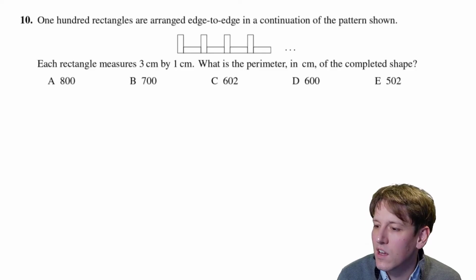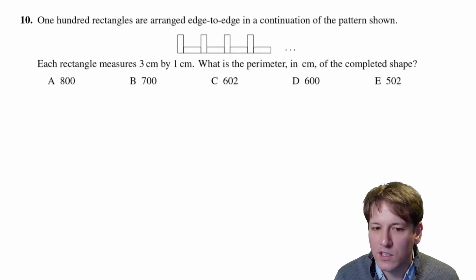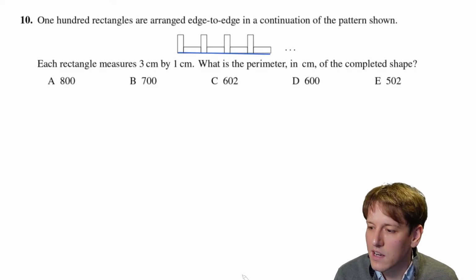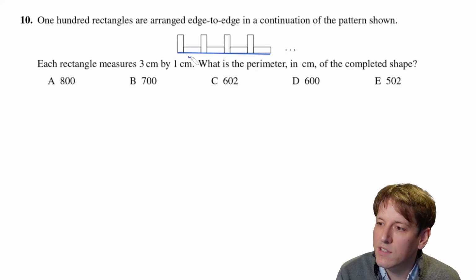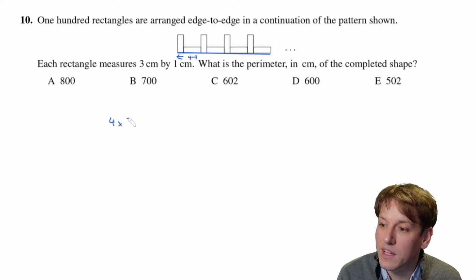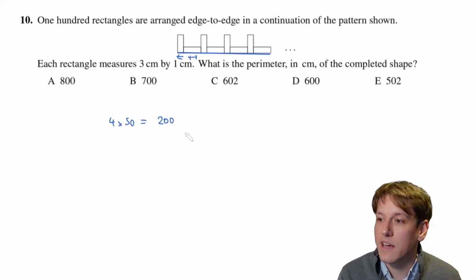So this pattern goes on for 100 rectangles in total, but we know they're all 3 by 1 rectangles. So I'm going to look at the horizontal and the vertical sections separately here. Horizontally along the bottom, I've got a section that's 1 and then 3. So just this section here is 4, and if there's 100 rectangles in total, there will be 50 copies of that. So we'll get a contribution of 4 times 50, which is 200 to the perimeter there.